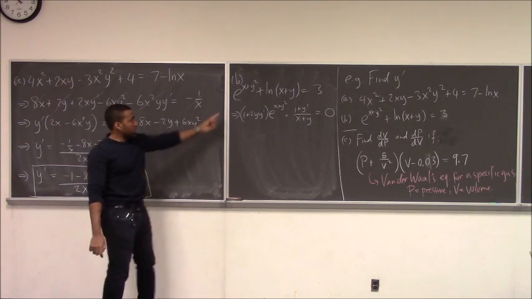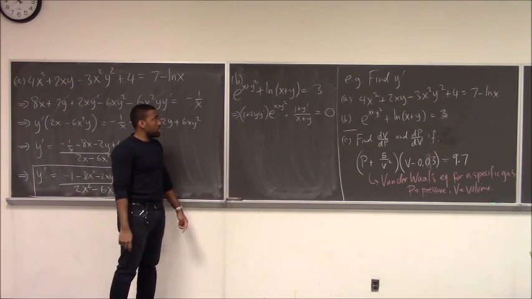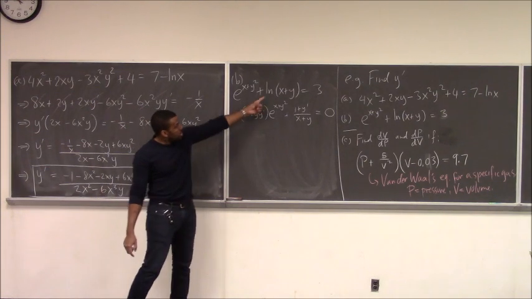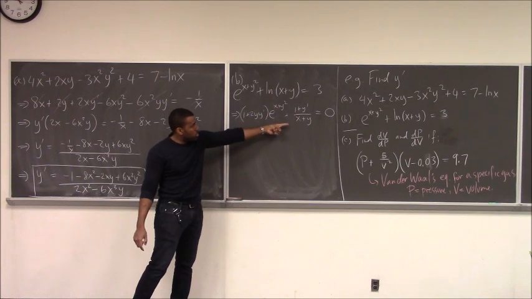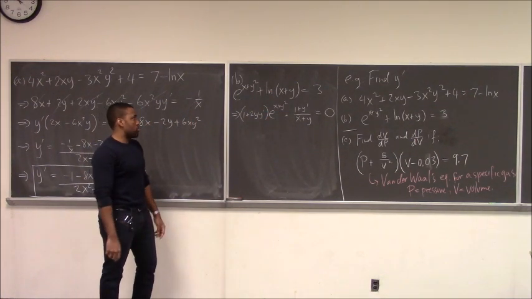So remember, we differentiate an exponential by its derivative of the power times the original function. To differentiate e to the u, it's u prime e to the u. So that's this. And to differentiate log of something, it's u prime over u. So we have that. Now we want to actually solve for the y prime.